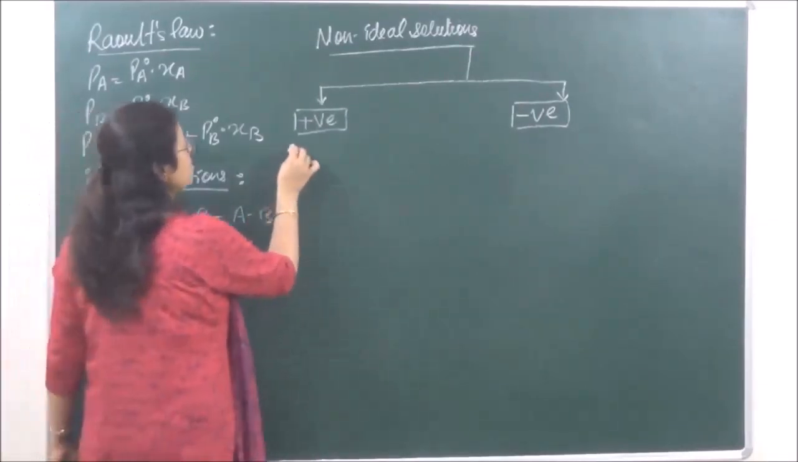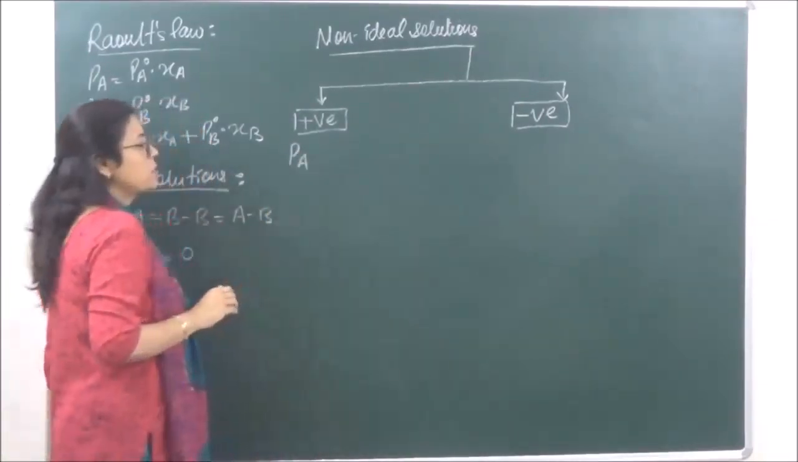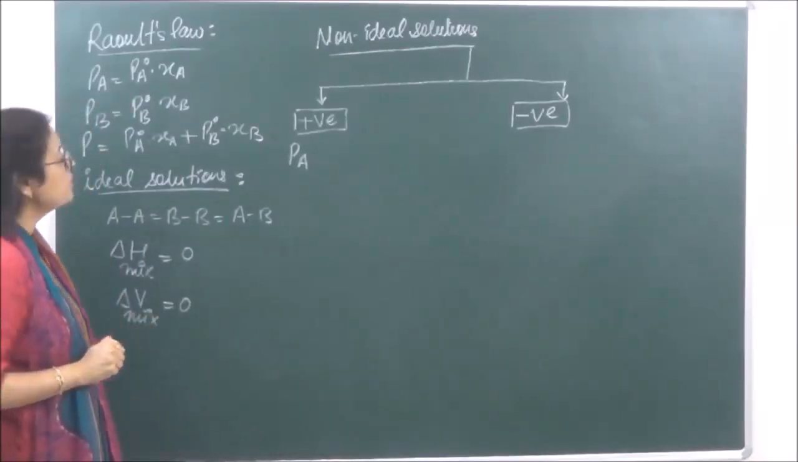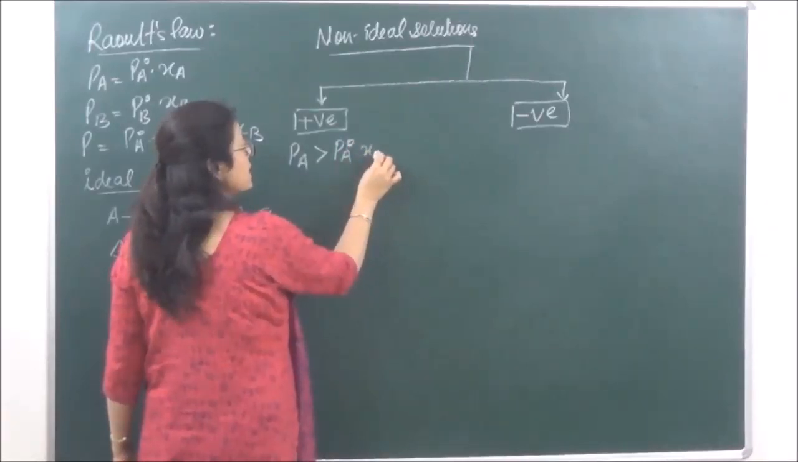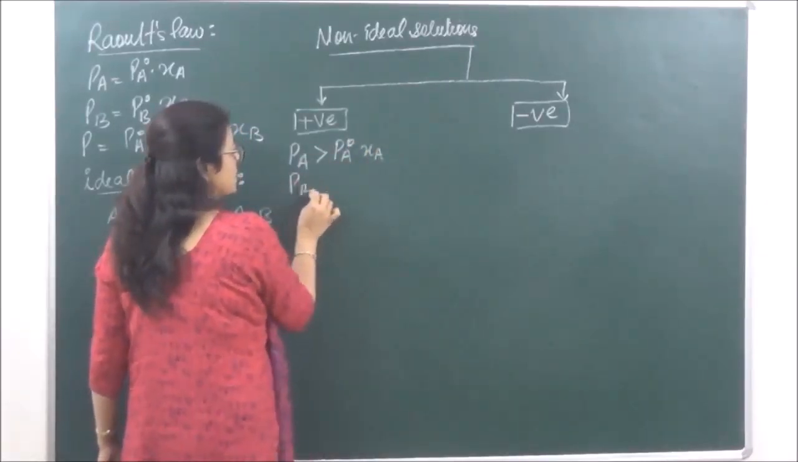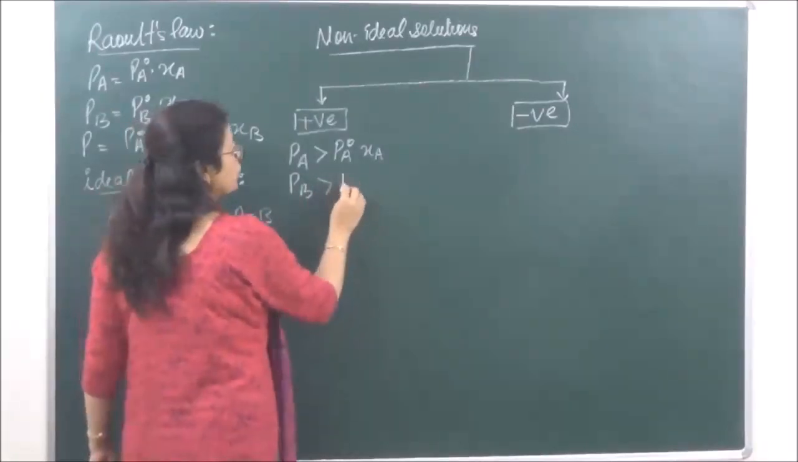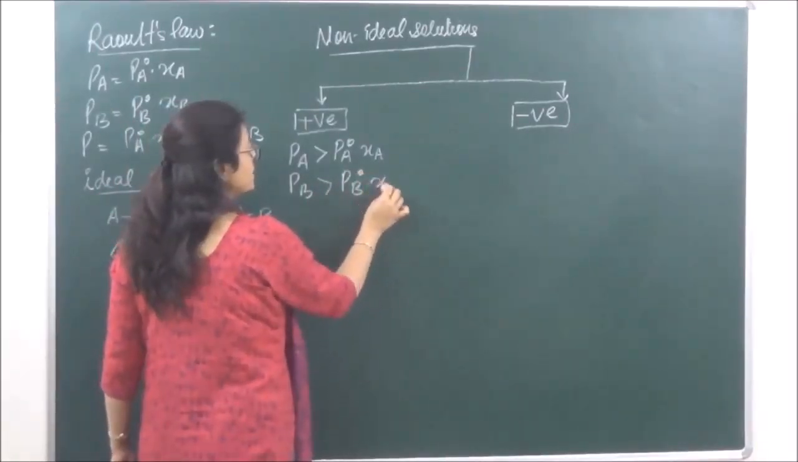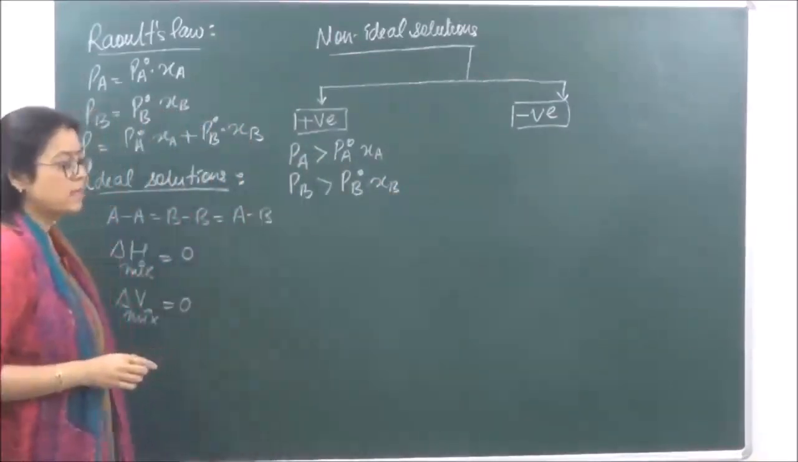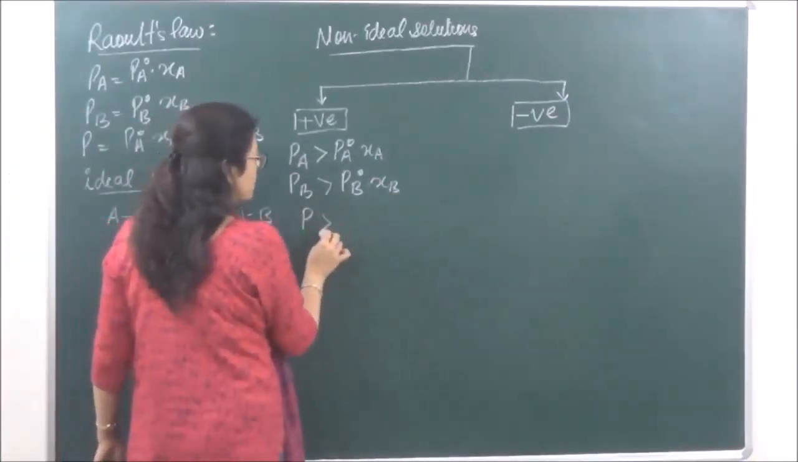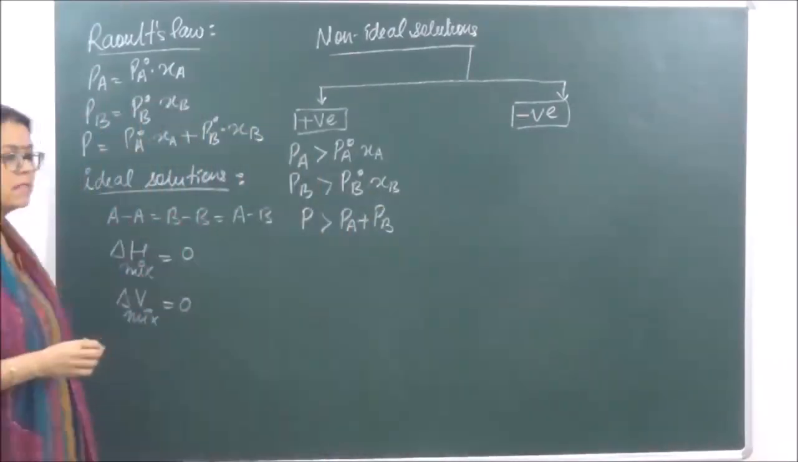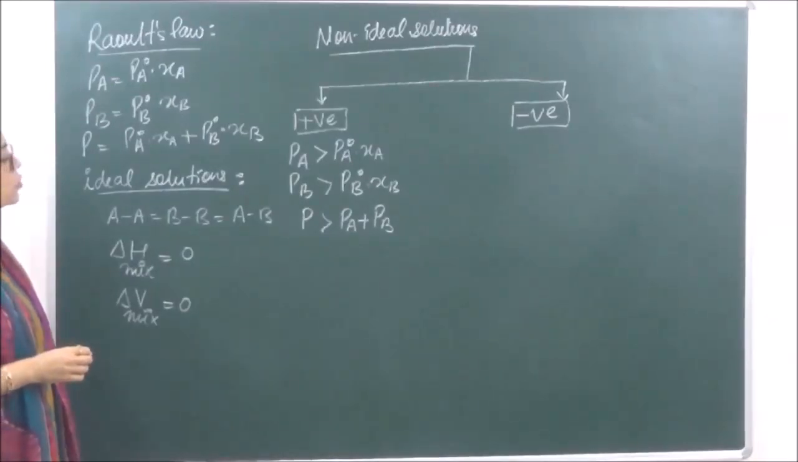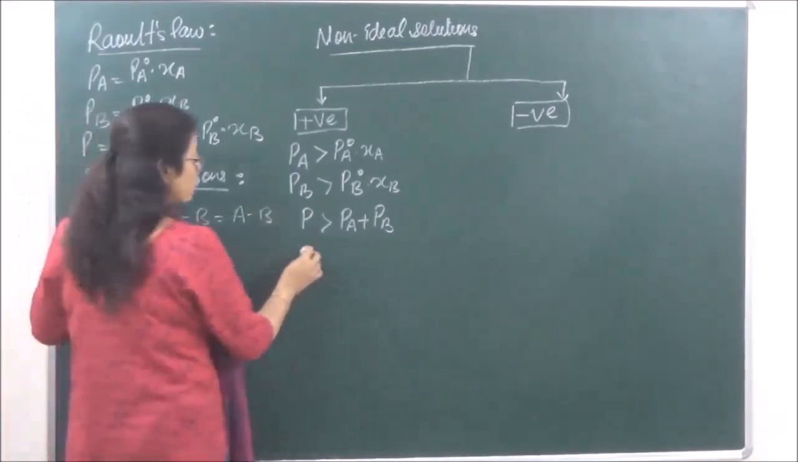So, if we are saying that the partial pressure is PA, for positive deviation, the partial pressure is greater than PA naught into XA. Similarly, the partial pressure of B is going to be greater than PB naught into XB. Therefore, the total pressure P would be greater than PA plus PB. Okay?